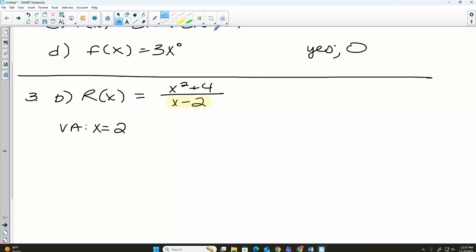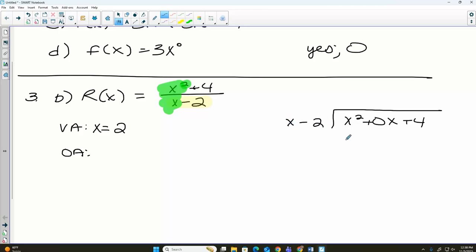To decide horizontal or oblique, we first divide our highest powers of x. X squared over x leaves me with an x. So that is not horizontal, that is oblique. If you set this up, so we have x squared, if you want, you could put a 0x in there plus 4, dividing by x minus 2. Is everyone with me? So we start out dividing. What is x squared divided by x? X. Then you multiply. You take x times your x minus 2. So if you do that, you get x squared minus 2x.